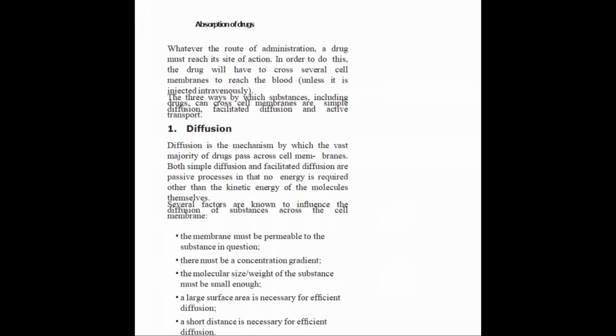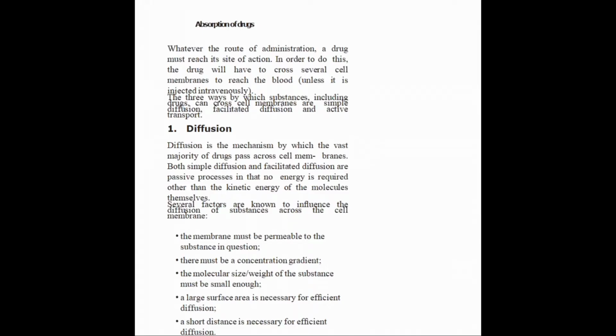Okay, so when you've administered this drug, what happens? The drug needs to be absorbed, because any drug that is administered and is not absorbed is a waste. So whatever the route of administration you use, the drug must reach its site of action, because the reason for giving the drug is that it will get the required result at the site of action. So for the drug to do that, it has to cross several membranes before it can reach the blood.